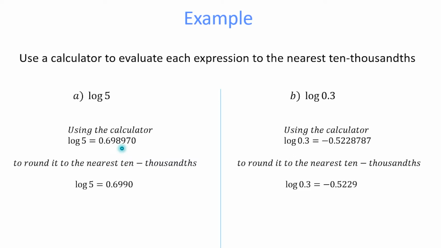But I can't do that. I can only round up the next digit. So therefore my last 2 digits will be 90.